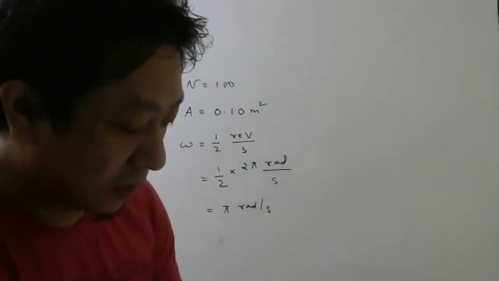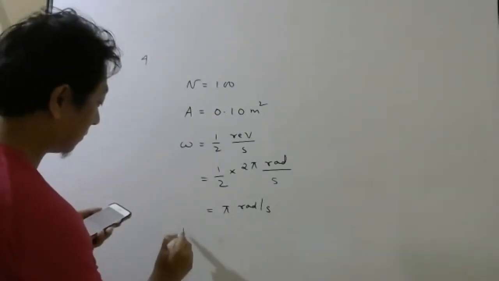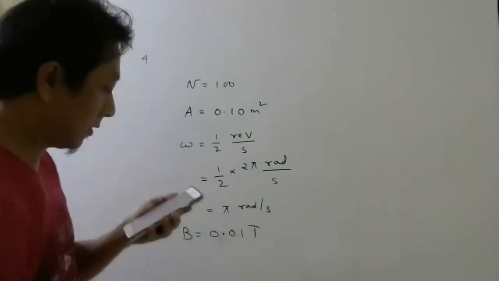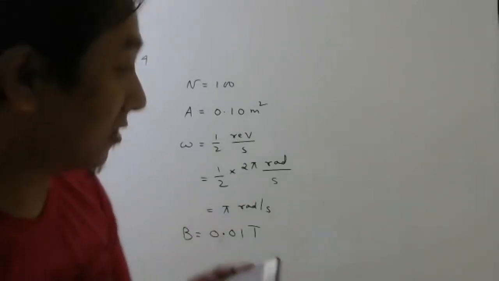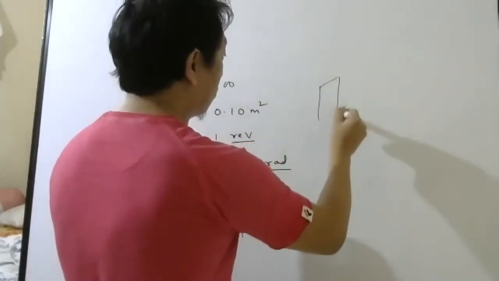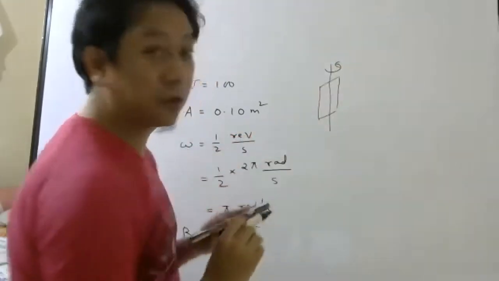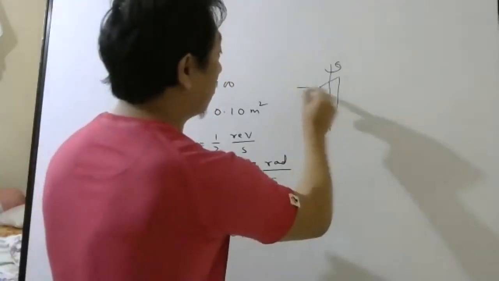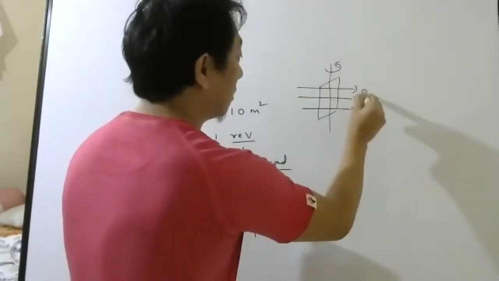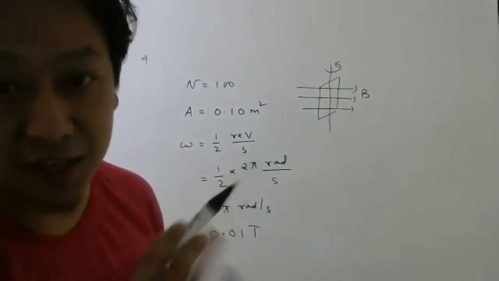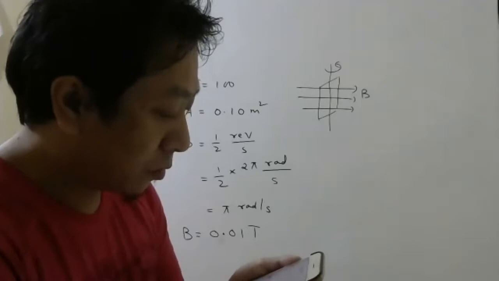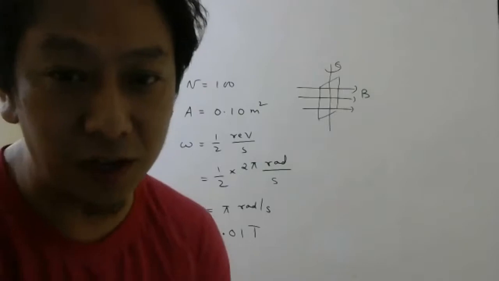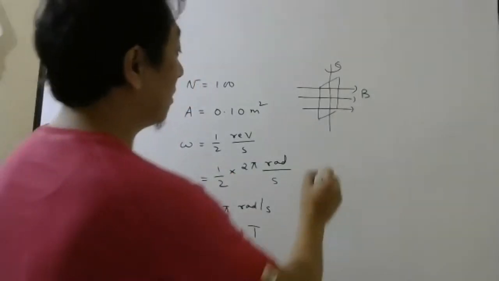and it is placed in a uniform magnetic field 0.01 Tesla perpendicular to the axis. So if this is the axis of rotation, if the coil is rotating around this axis, then magnetic field according to the question is perpendicular, which it should be. Only then flux will change nicely, right? What they are asking, what is the maximum voltage generated in the coil? Now voltage here means EMF, okay?